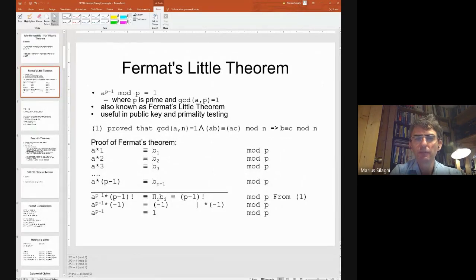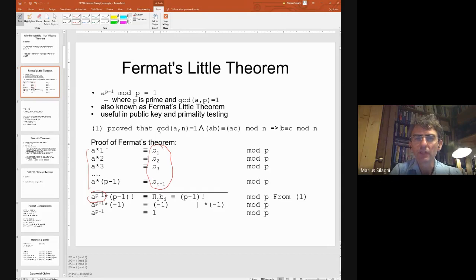So we wrote in the proof of Fermat theorem that a times 1 equals b1, a times 2 equals b2, 0 was discarded, mod a prime. We multiplied on columns, and we got here that the product of all this was a at power p minus 1, because we had p minus 1 numbers from 1 to p minus 1. And we had the argument that these numbers on the right, they were all distinct.